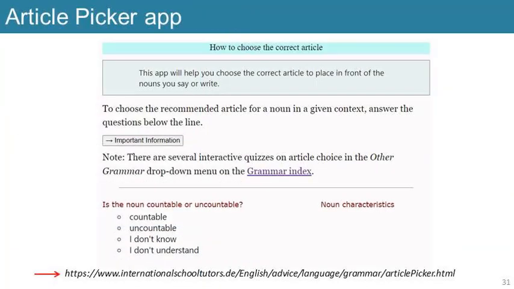The site associated with this video series has an article picker app that can help you choose the correct article in a given context. At the same time, using the app can help you understand and learn the basic rules we have covered in this lesson. There is a link to the app in the Show More description below this video.